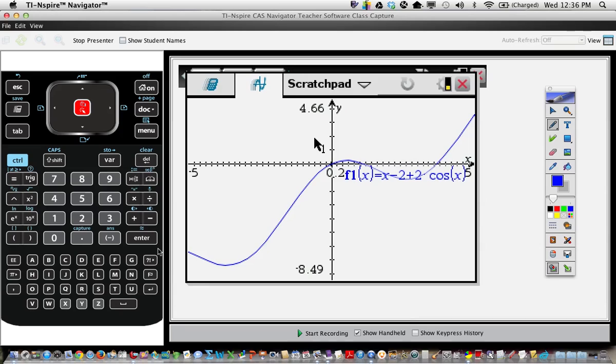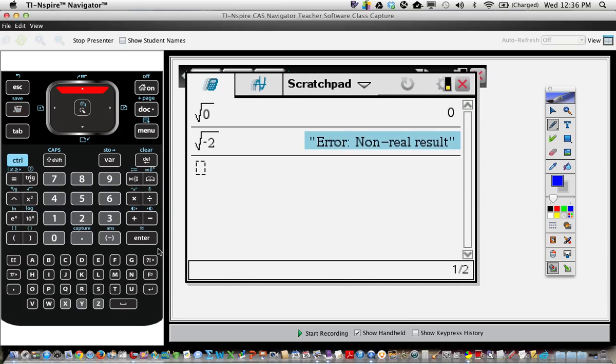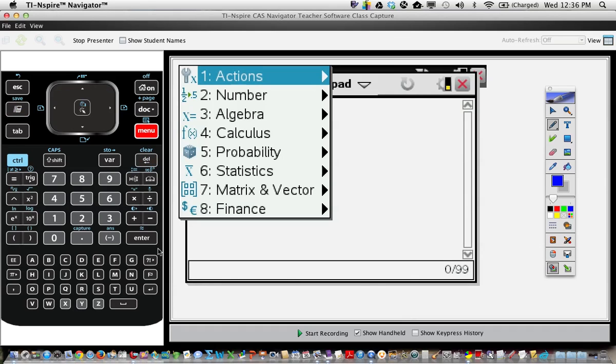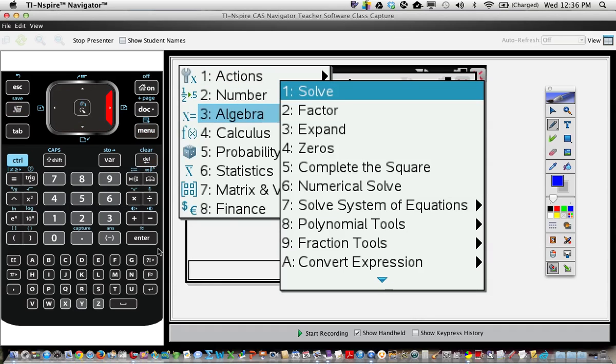All right, so there's 1, 2, 3, 0. So you can trace, and you can do those kind of things and find them. But you can only find one at a time. So it takes a little while. So go to your scratch pad, hit your scratch pad key to go to your calculator. Now let's do this. Go to menu and to algebra and then to solve.